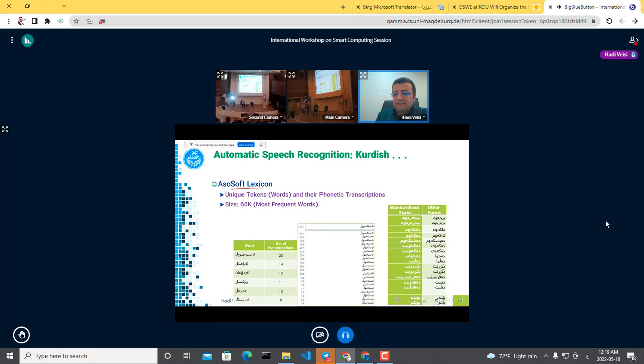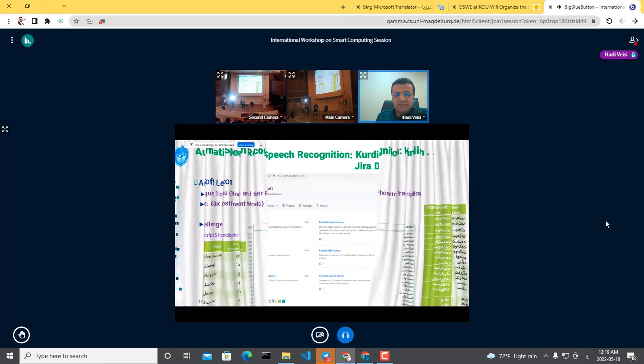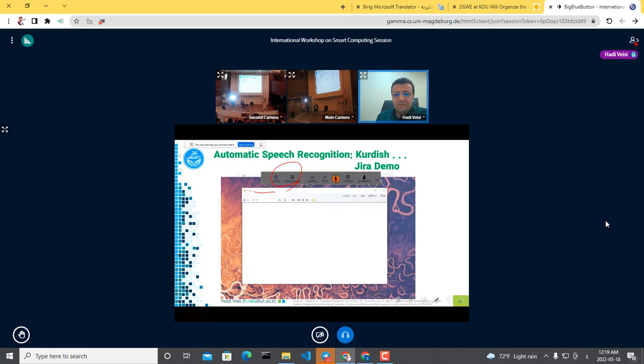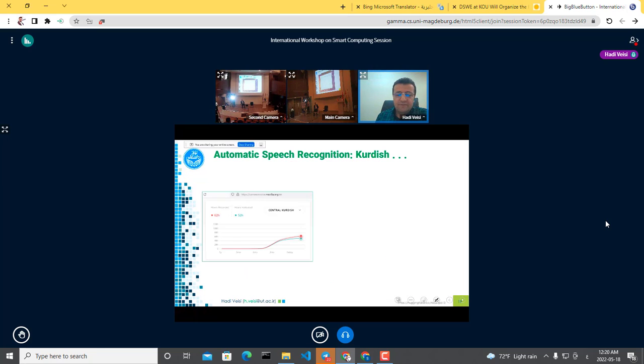Also, we have developed a lexicon, and there are many examples of challenges in developing a lexicon. The group that did this work is called Acoustic, and we have published some of our data on GitHub, and there is our first version of a speech recognition system, which is called Jira.